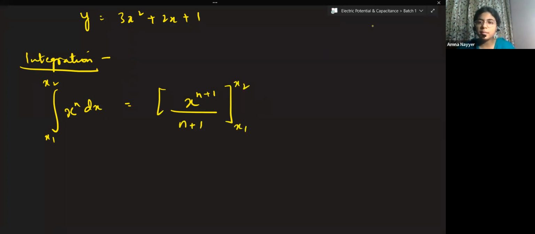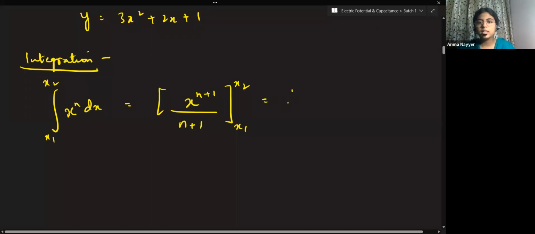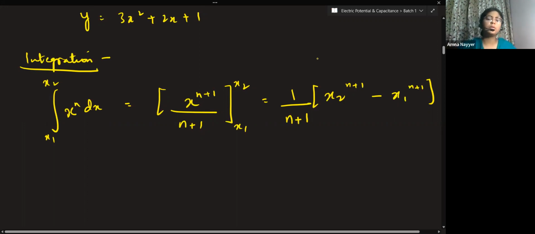Then the next step: 1 by n plus 1 will be common and will come out. Why? Because it's a constant. Instead of writing x all the time, write the upper limit minus the lower limit. Like if you have x2 as the upper limit, then it will be x2 to the power n plus 1 minus x1 to the power n plus 1. That's how we write it generally. So I think integration you all will be able to manage.